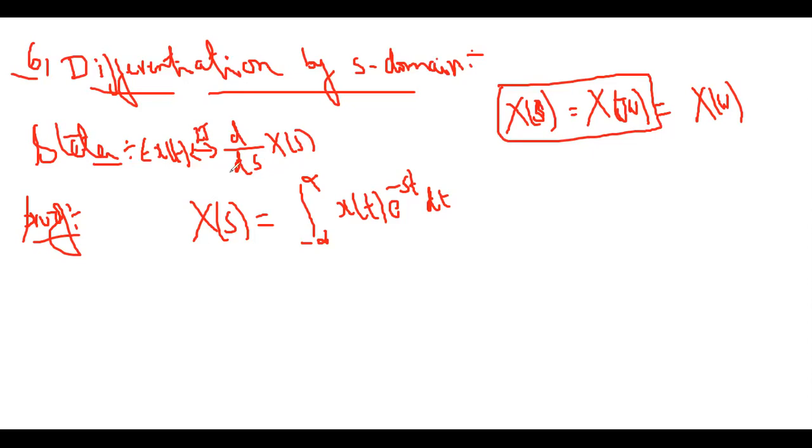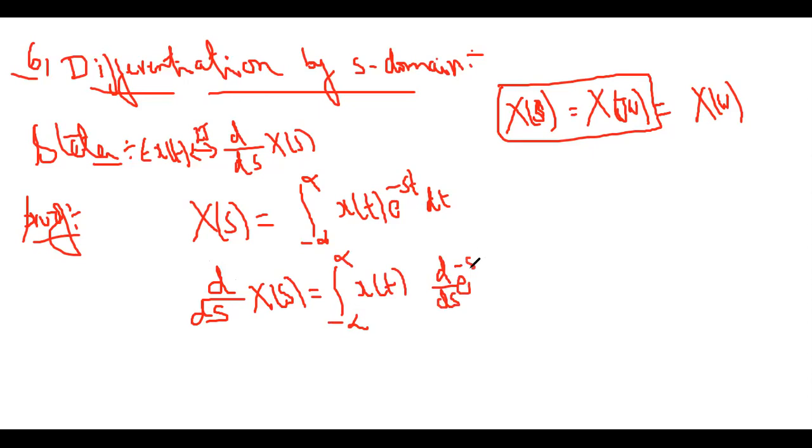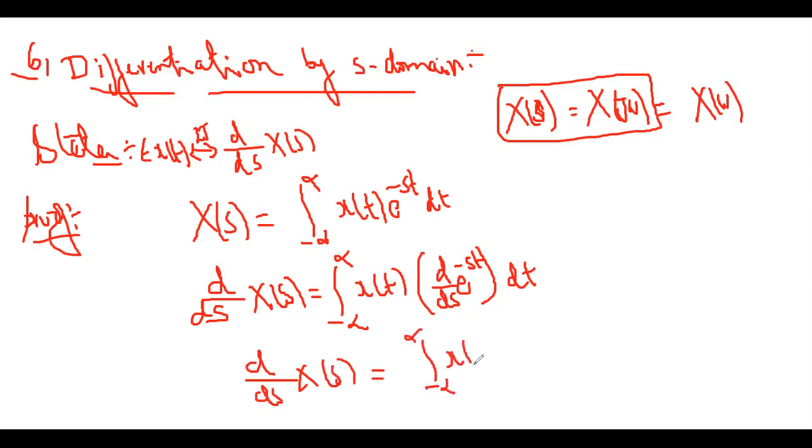Now, what they're asking here is the differentiation in the S domain. So apply the differentiation on both sides with respect to s. d by ds of X(s) is equal to, here the s term is only in the exponential; the remaining is constant. So the integral from minus infinity to infinity of x of t, and we take the differentiation with respect to s for e power minus st dt for this function only.